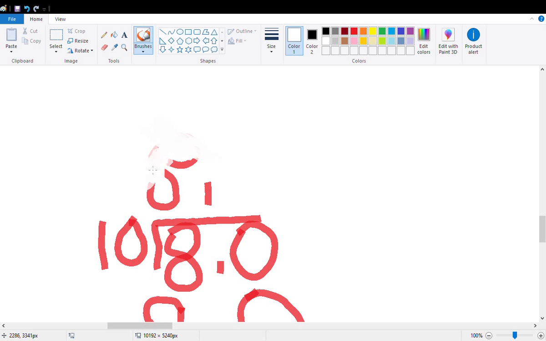Let me just touchscreen the laptop. Because my laptop is touchscreen, so it makes things so much easier. If you guys try to make a YouTube video like this, buy a touchscreen laptop. It's even more easy.